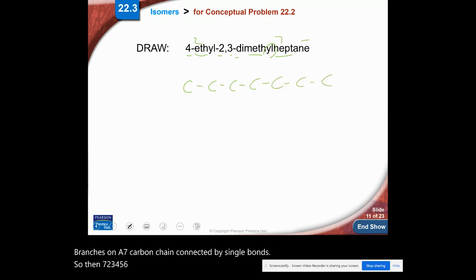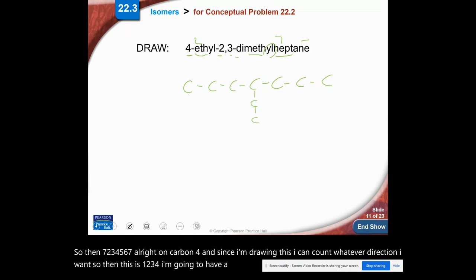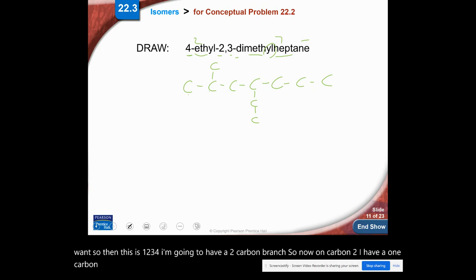All right. On carbon number 4, and since I'm drawing this, I can count whatever direction I want. So then this is 1, 2, 3, 4. I'm going to have a 2-carbon branch. So now on carbon number 2, I have a 1-carbon branch. And then on carbon number 3, I have a 1-carbon branch.